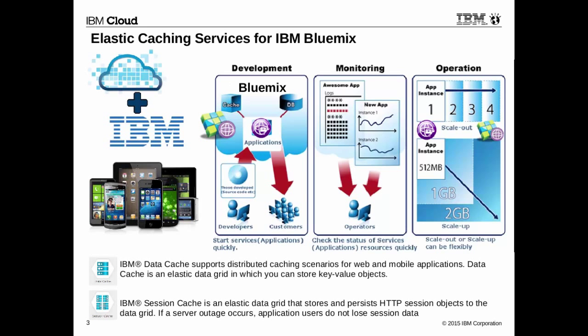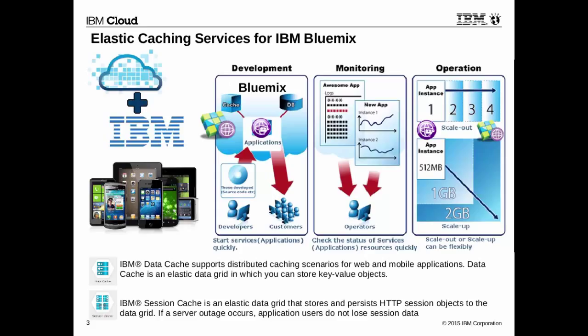IBM Bluemix offers two elastic caching services, one for caching generic data and another for caching HTTP session data. The DataCache service is a general-purpose caching service that allows one to store application data in a distributed manner. The SessionCache service is a specialized service that stores HTTP server session objects in a distributed manner for HTTP session replication. Both services provide data replication and failover capability in the case of data loss.